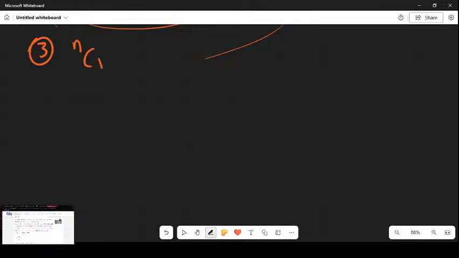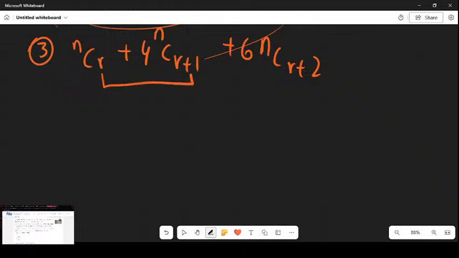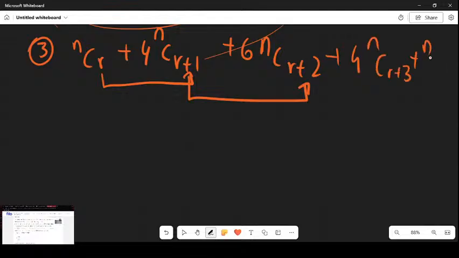Okay, nCr plus 4 nCr plus 1 plus 6 nCr plus 2. If I observe that it is increasing r plus 1 to r plus 2, so I expect it to continue, but here it is going to nCr plus 3, nCr plus 4.